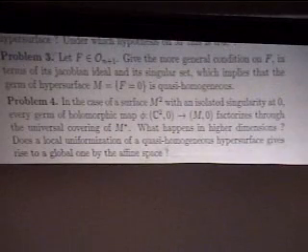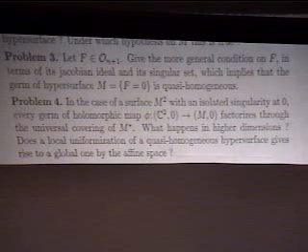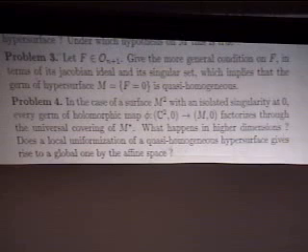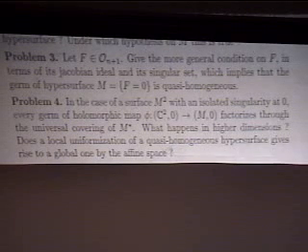Problem 4. In the case of a surface with isolated singularity, every germ of holomorphic map from C2 at 0 to M at 0 factorizes through the universal cover. Remember that the maps found by Schwarz, that I mentioned at the beginning, were the universal covering of M star.